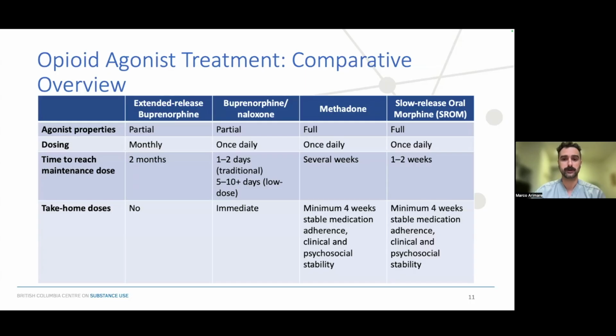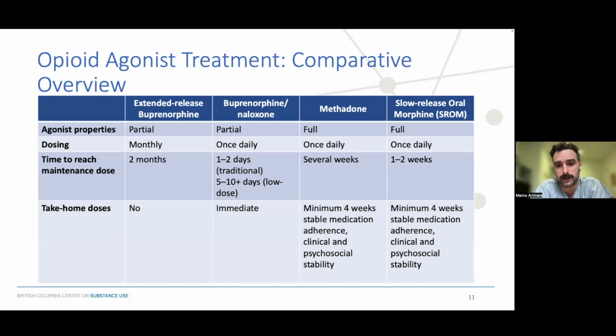So here's a comparative overview of 4 forms of OAT. Extended release buprenorphine, as we said, is a partial agonist. It's a monthly dosing. It takes 2 months to reach a maintenance dose. No take-home doses. And yeah, as we said, it requires fewer clinic visits, which may be preferable for some clients in certain situations.